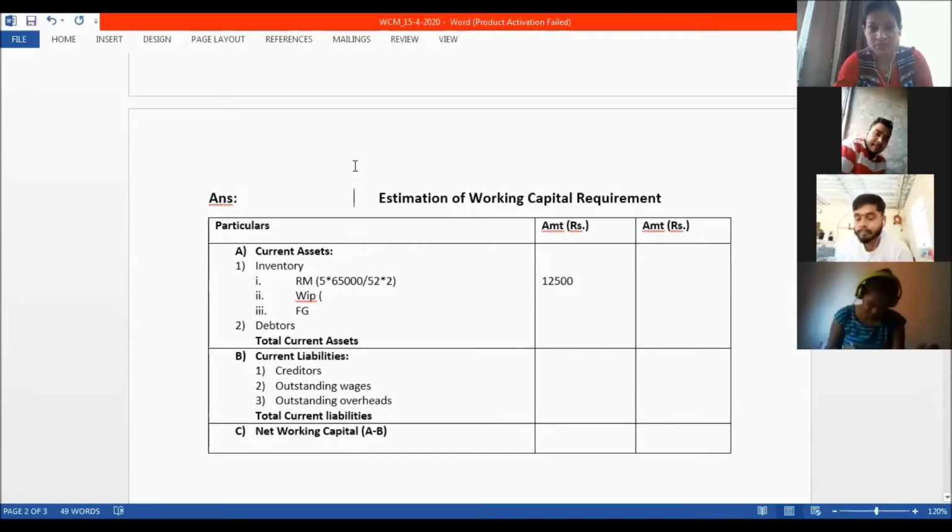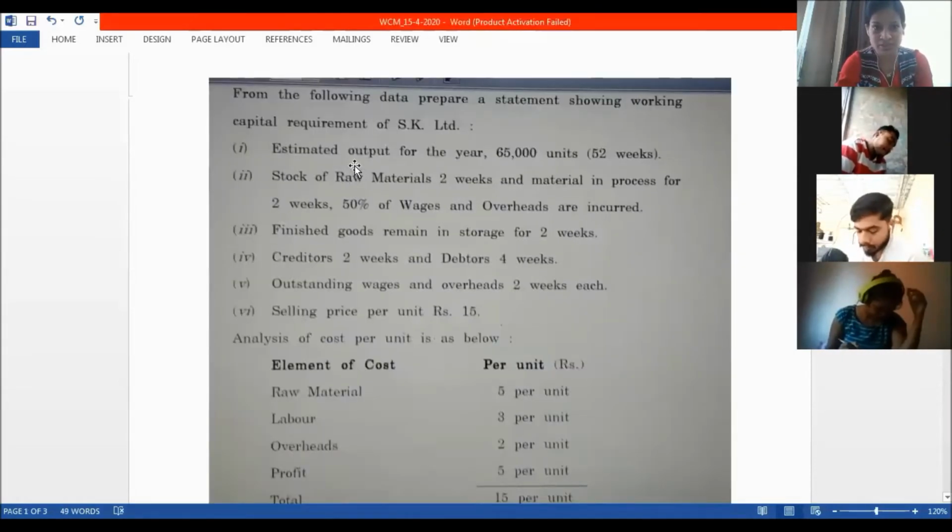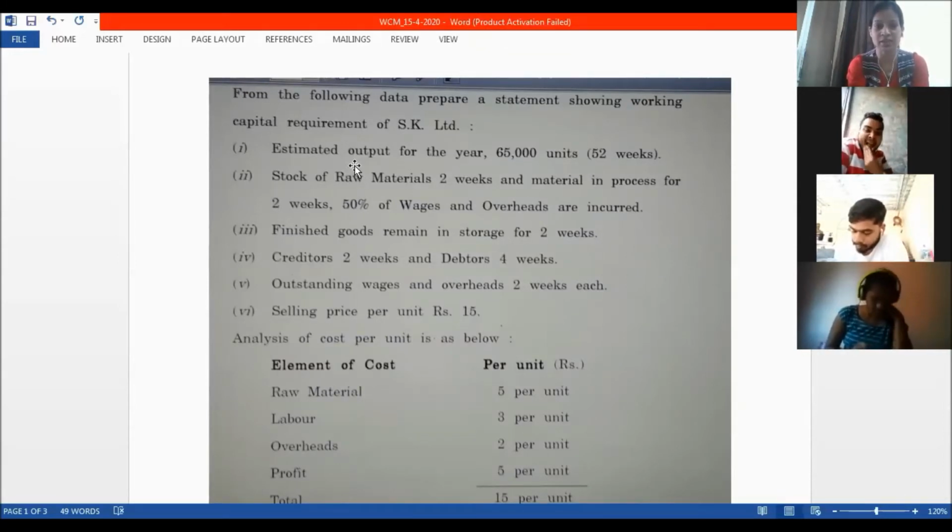Now next line, WIP, work in progress. In case of work in progress, if nothing is said, we'll consider the entire amount of total cost: raw material, labor and overhead. Since work is in process, you have incurred raw material cost also, laborers have started working on it, and even overhead cost is incurred. But in most of the sums, they will give you the percentage of completion. In this sum, if you check, material in progress for 2 weeks, and they have given you 50% of wages and overheads you have to consider for it, not the entire amount.